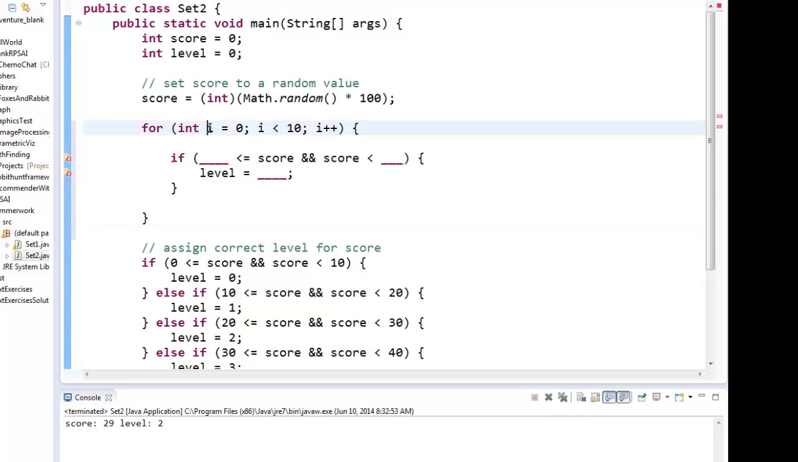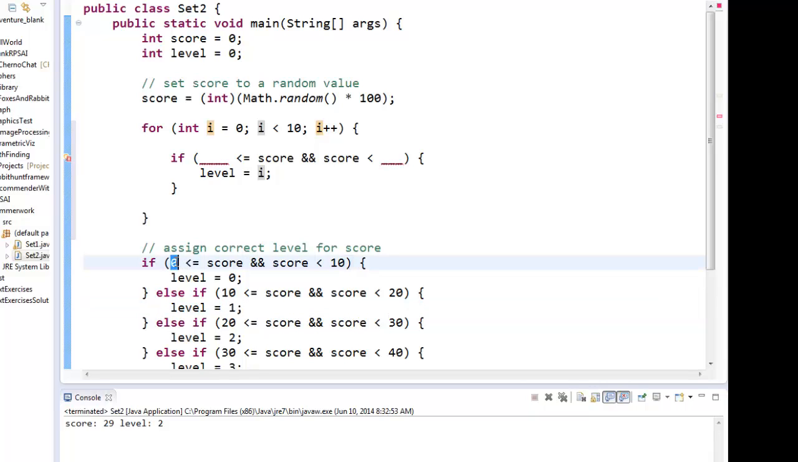Okay, so since I is looping from 0 to 9, it looks like that's the level numbers, because that's a number that goes from 0 to 9. So if I make I the level number that I'm going to assign, now I've got to figure out what's the low and the high score that would correspond to level I. So when level is 0, I would want this to be 0 and this to be 10. When level is 1, I would want this to be 10 and this to be 20. So I'm trying to think, what can I do to this number?